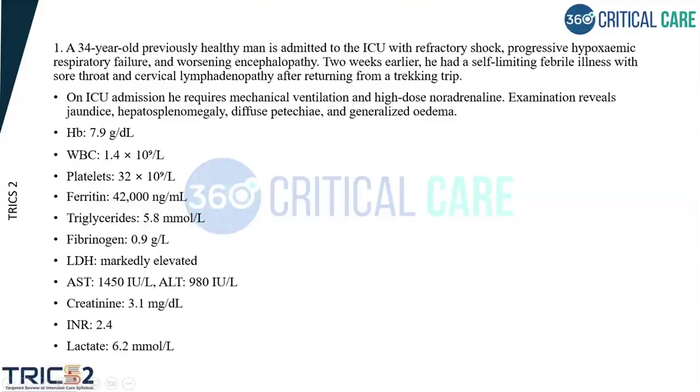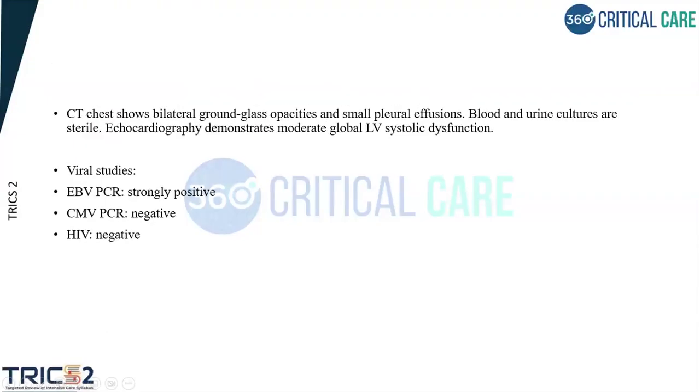Now, coming to the labs. When you see the labs, just see how to read them. Here the patient has anemia, thrombocytopenia, neutropenia. His inflammatory markers are very high: ferritin is high, triglycerides are high, his fibrinogen is low, liver enzymes are deranged, he has AKI, and he has a deranged coagulation profile with hyperlactatemia. So these are the questions that they have given.